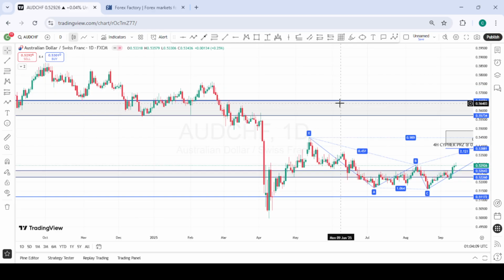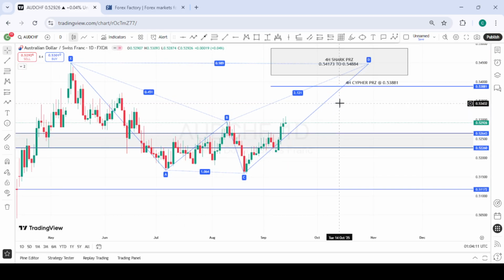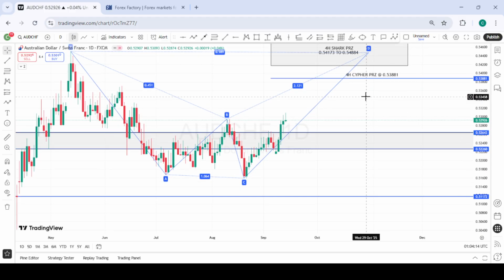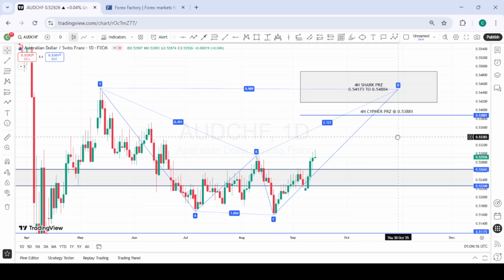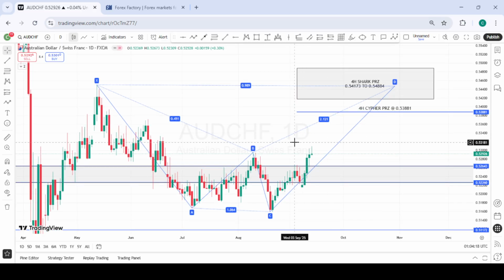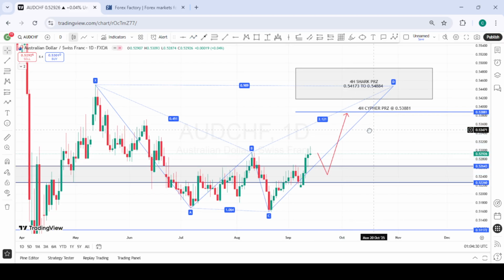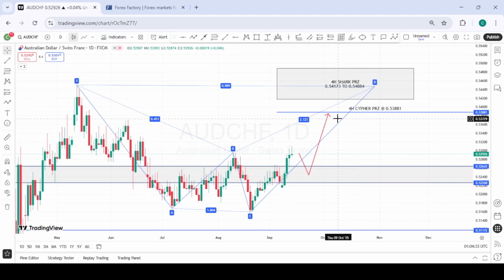We have here AUDCHF, and currently AUDCHF is forming a potential harmonic pattern, which is a cipher pattern, and price is actually very bullish now. So for the coming week, we'll be looking forward to a possible pullback to this area of interest, this zone, get bullish confirmations, and take our buys from there to the upside. So we target this very first potential reversal zone, or we target the shark potential reversal zone for the coming week. So I'm very bullish on AUDCHF for the coming week.